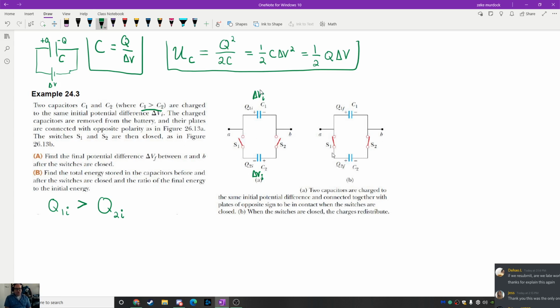Now, the charges are not allowed to flow any farther because A and B are not connected to anything. They're just an open point in the circuit. So really, only the left-hand side of the plates can communicate, and only the right-hand side of the plates can communicate. Okay, they can't communicate across here.